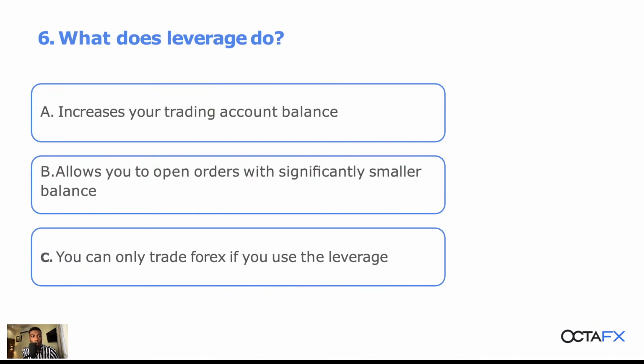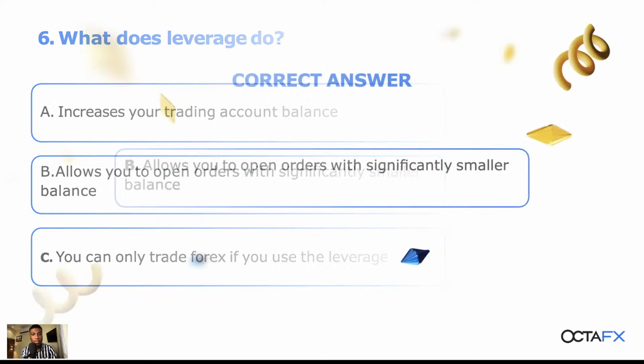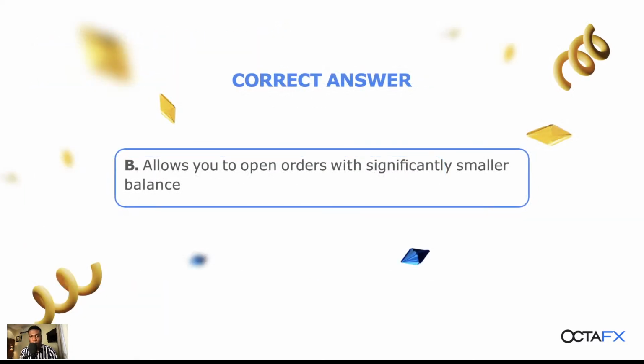Number 6. What does leverage do? A, increases your trading account balance. B, allows you to open orders with significantly smaller balance. And C, you can only trade Forex if you use the leverage. Like I said, guys, only one of these options can be correct. Let's see which one it is. The correct answer for number 6 is B, allows you to open orders with significantly smaller balance.